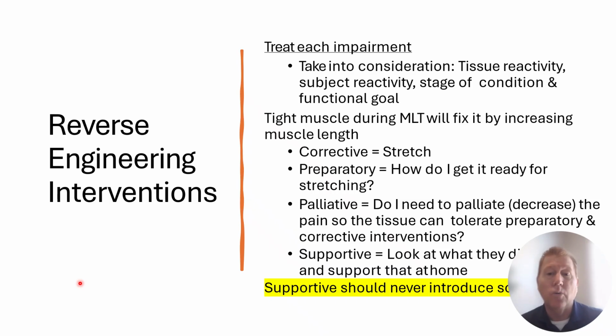How we get to what we want them doing at home a lot of times is a reverse engineered activity. And what we mean by that is we take the impairment, we take into consideration their reactivity, the stage of condition, and the goal, and then we start to develop our treatment plan. For instance, I want to stretch, but do I need to do anything preparatory prior to that? Do I need to provide any pain relieving modalities prior to the preparation, prior to the actual stretch?